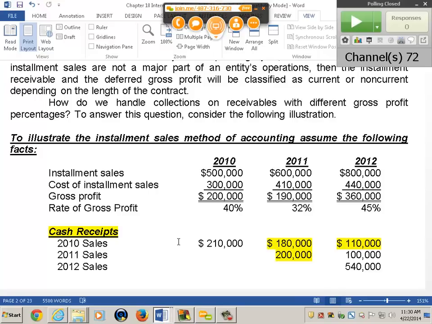Now, of course, you realize that, for example, in 2010, 200 divided by 500, gross profit divided by sales, is your profit margin. Now, when we look at this, we're only going to focus on 2011.